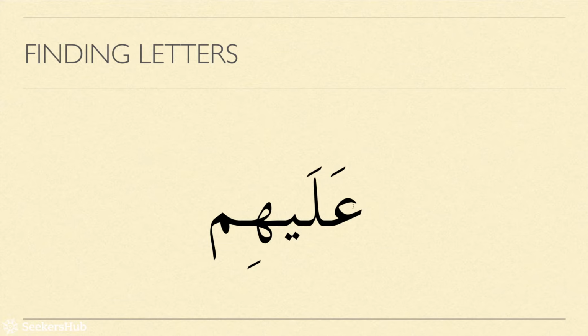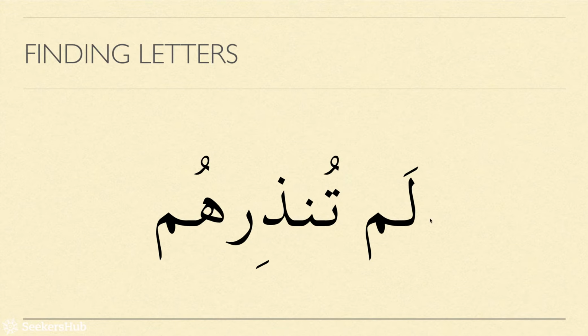Alayhim. Ain, a. Lam with fatha, la, followed by the ya, lay, and then the ha in the middle of the word again, he, him. Alayhim. Upon them or against them.